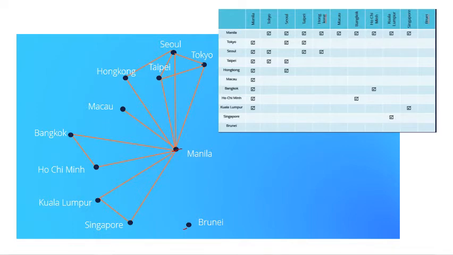Same also for Tokyo. What is connected to Tokyo? Tokyo is connected to Manila, you know that. Tokyo is connected to Seoul. Tokyo is connected to Taipei. So that is just how simple a graph representation of a table is. That's it for a simple example of making a graph.